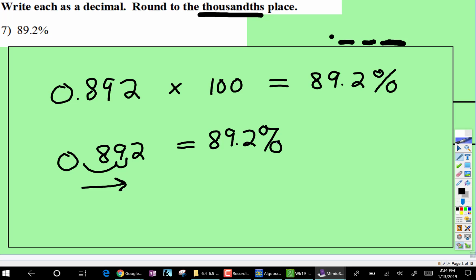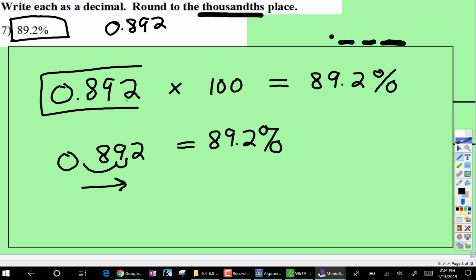So the first way, we took a percent and we converted it to a decimal. Then we took a decimal and converted it back to percent. All right, that's it.